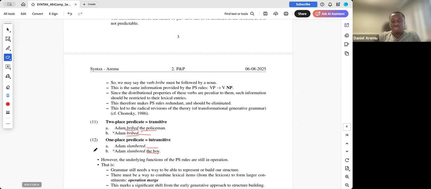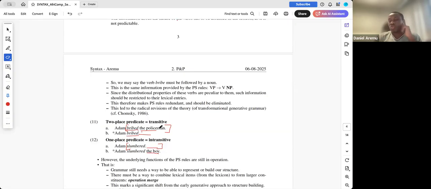So with 11 and 12, the different property of the verb is not predicted by the PS rule, but we know this from the lexicon. So what this means is that the PS rule would basically be redundant. The PS rule would say at one point you have a VP that has only a V, and at another point, in this case where you have a two-place predicate, the PS rule will say you have a VP that doesn't take just the V, but also must take an NP. So you have optionality, in a way.